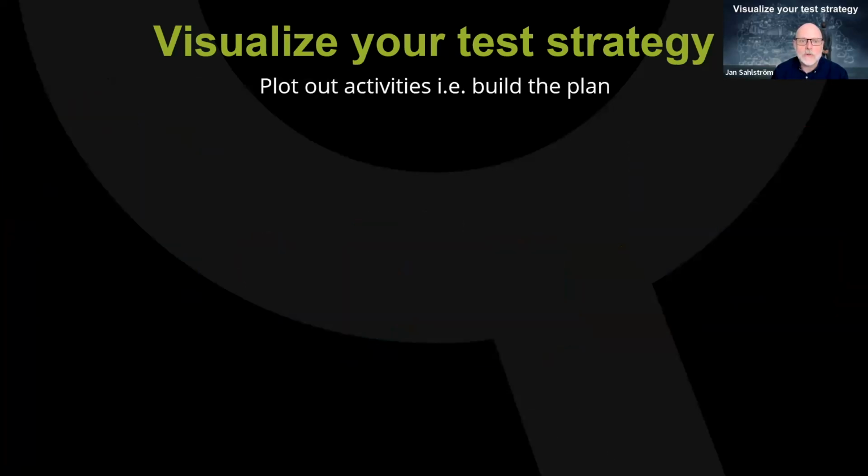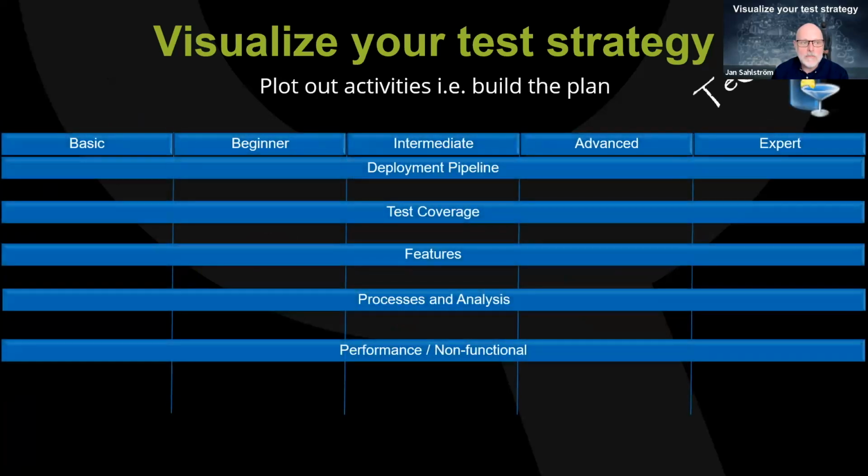So we plotted out the activities. We built a board with 5 levels, basic to pro, so to say. And then we also did different areas. We looked at the deployment pipeline, test coverage, features, processes and analysis, performance, and non-functional. So those were the areas, and we wanted to have 5 different levels to work with. And this was a typical post-it exercise. We had a whiteboard with post-it notes, and we moved them back and forth, removed different post-it notes, etc.